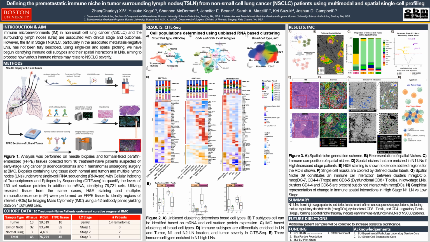So we use single cell profiling and spatial profiling to identify the immune subtypes and their spatial interactions in the lymph nodes that surround the tumor. And our aim is to propose how various immune niches may relate to the non-small cell lung cancer's progression and severity.